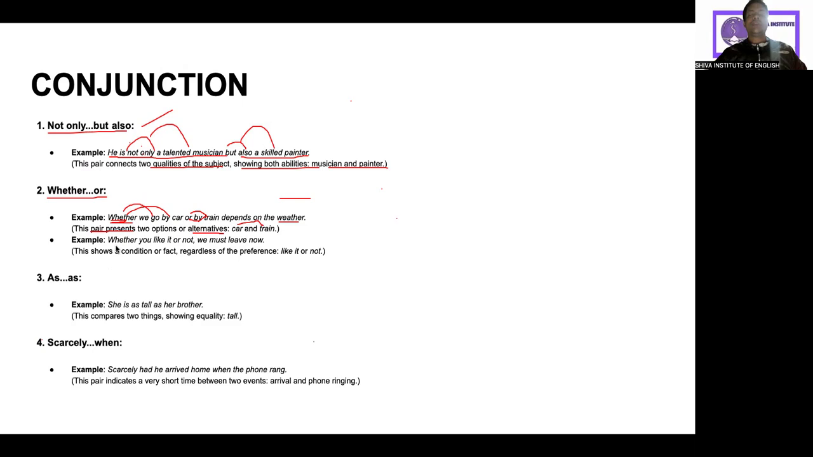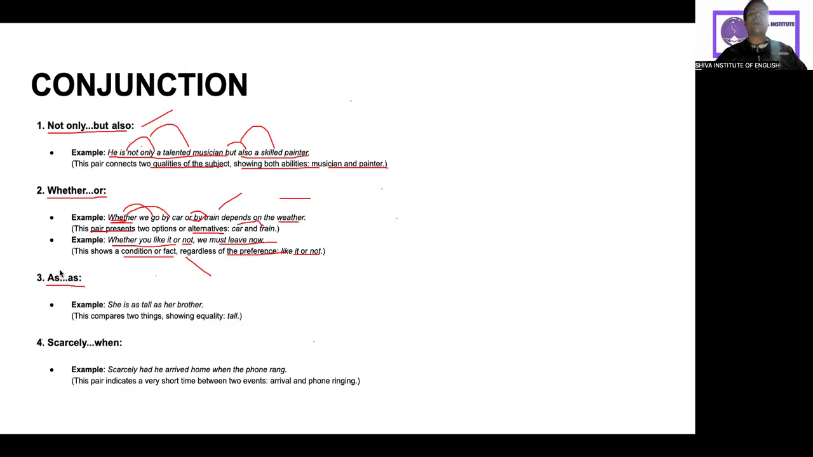Similar to that, the second example: whether you like it or not, we must leave now. This shows nothing but a condition or fact, right? So the first one is nothing but a choice. The second one is a condition or fact, regardless of the preference, like it or not, whether you like it or not. Then the third is called as and as.